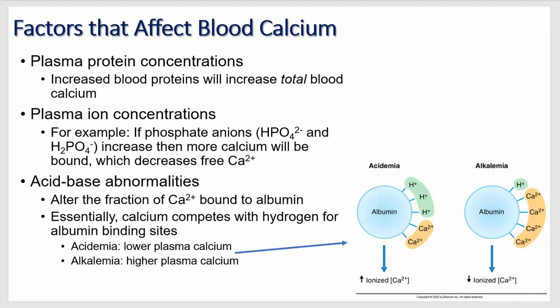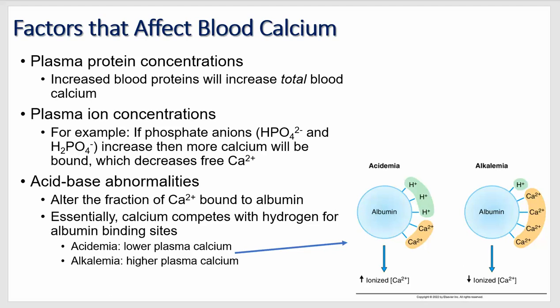All right, so factors that affect blood calcium. First, plasma protein concentrations. Increased blood proteins will increase total calcium, because they're going to bind more of the calcium. If that's a normal thing, then you may not really notice a difference in free calcium levels, but you will have more total calcium just because more will be bound.